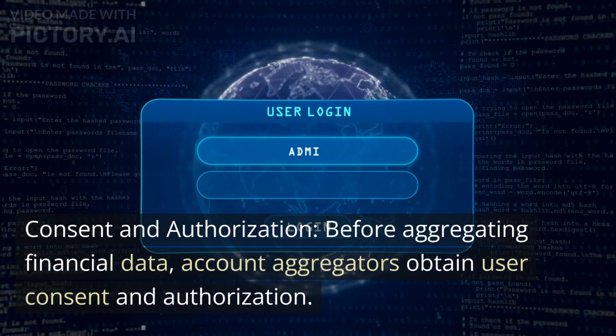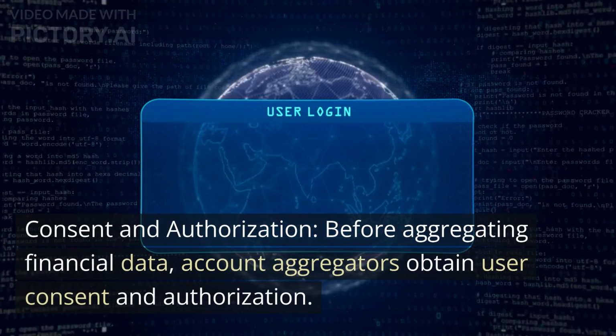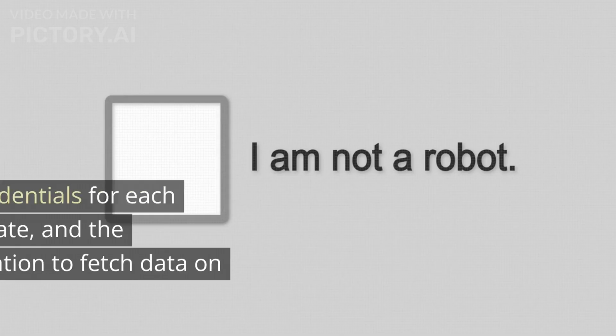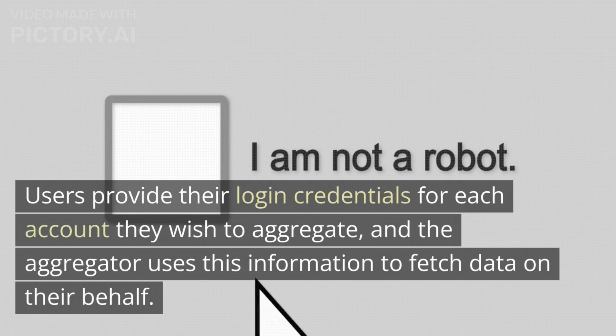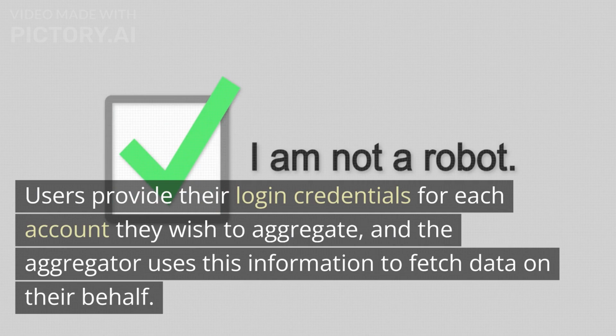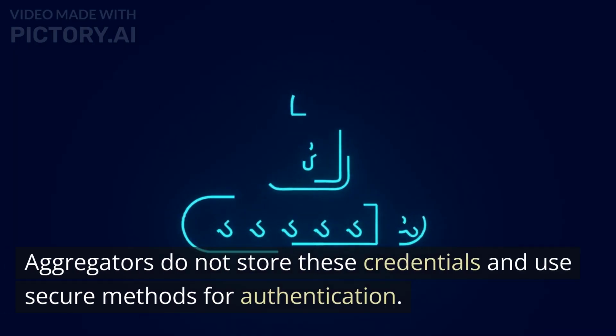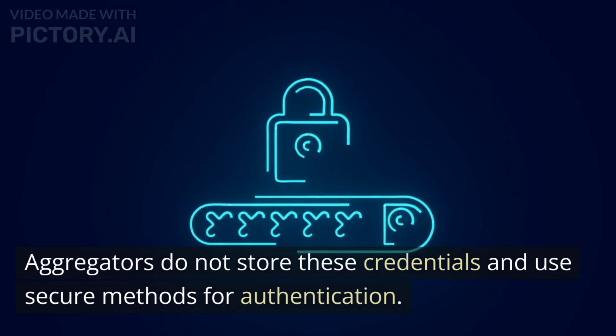Consent and authorization. Before aggregating financial data, account aggregators obtain user consent and authorization. Users provide their login credentials for each account they wish to aggregate, and the aggregator uses this information to fetch data on their behalf. Aggregators do not store these credentials and use secure methods for authentication.